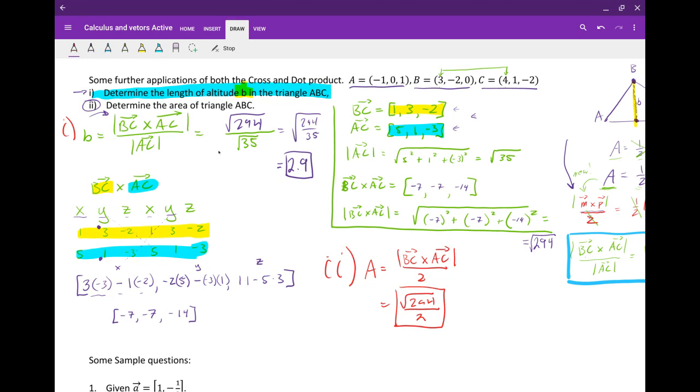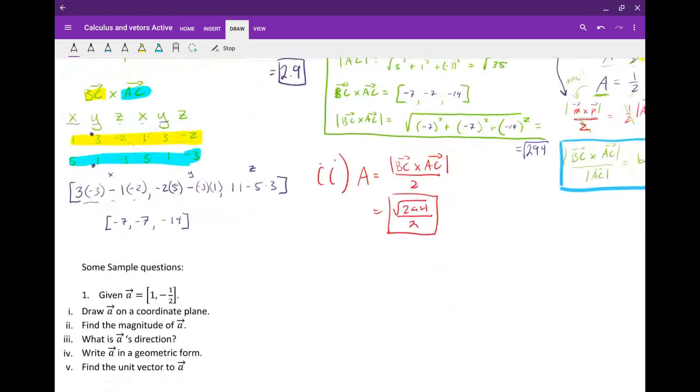Another quick thing is, if you have a parallelogram, right, it's got A, B, C, D. If I take AB cross AD, which would be this vector cross with that vector, and I figure out its magnitude without dividing by 2, then I've got the area of a parallelogram formula, okay?